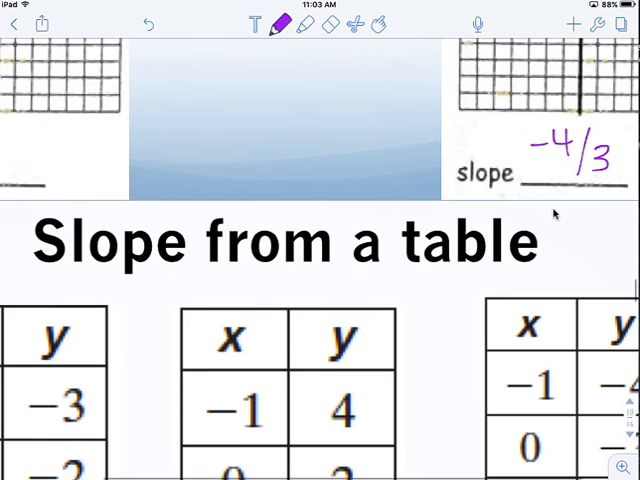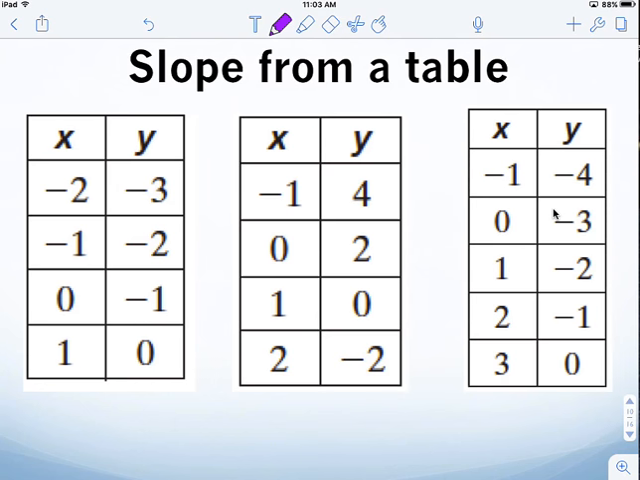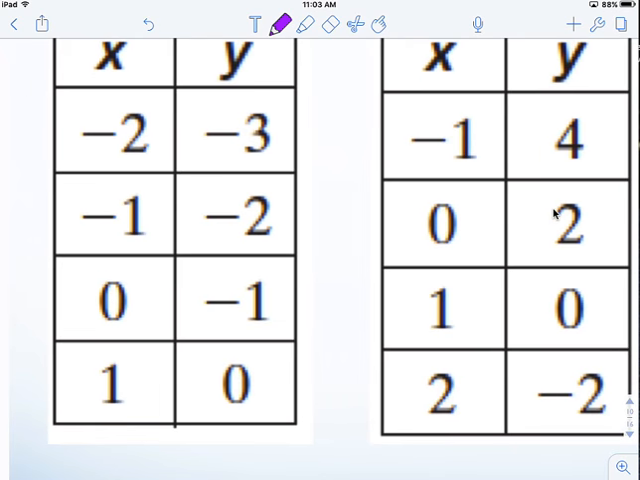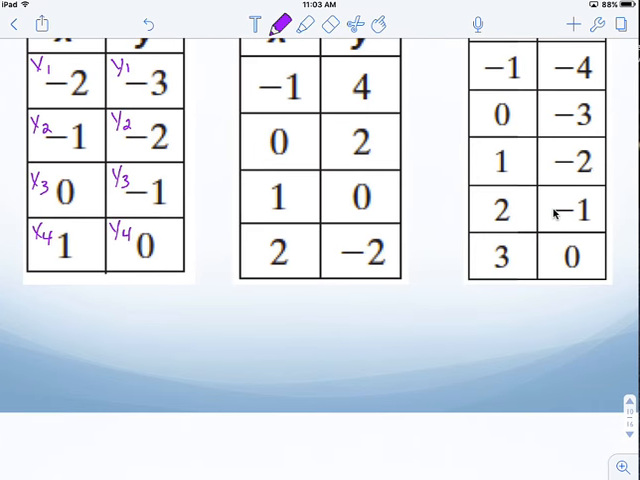The last thing we're going to talk about is how to find slope from a table, and it's really the exact same process, it's just formatted a little different. So if you look here, we have our x's and y's. You can think of your x's as x1, x2, x3, x4. Your y's are y1, y2, y3, and y4. So really you can plug these into the formula just like we did before.